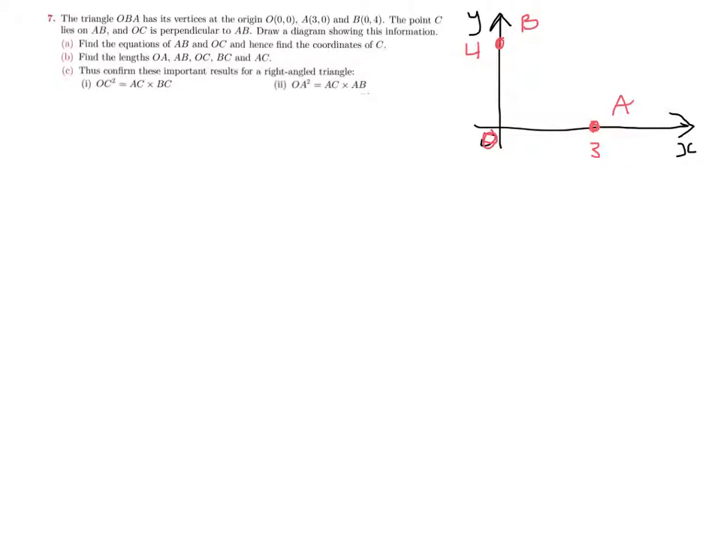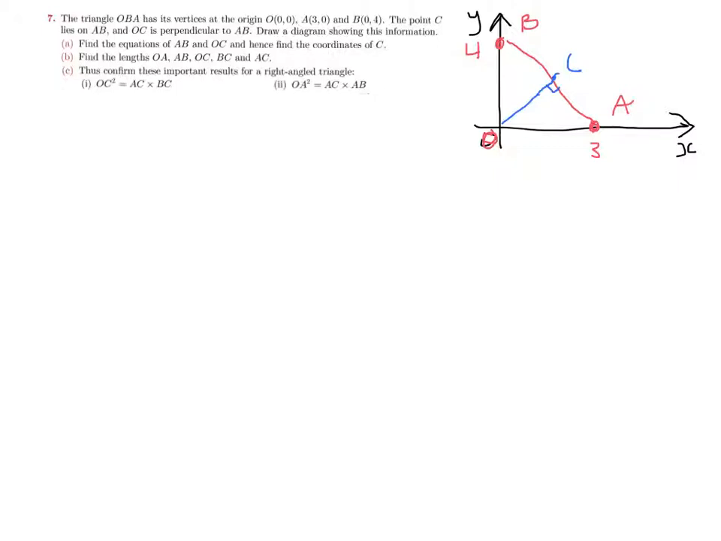Okay, we've got AB, which is this line here. Now, C lies on AB such that OC is perpendicular, so we've got a line from O which is perpendicular and meets AB at C. Okay, so that's a very rough diagram. Let's do the rest of this question. Find the equations of AB, OC, and hence find the coordinates of C.